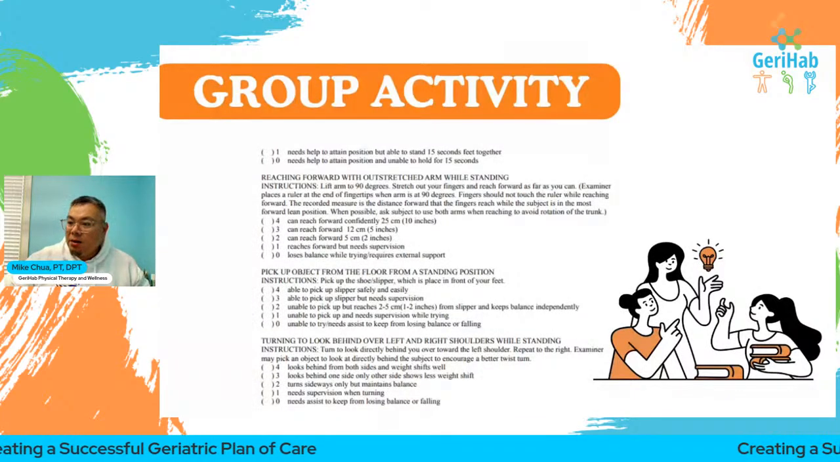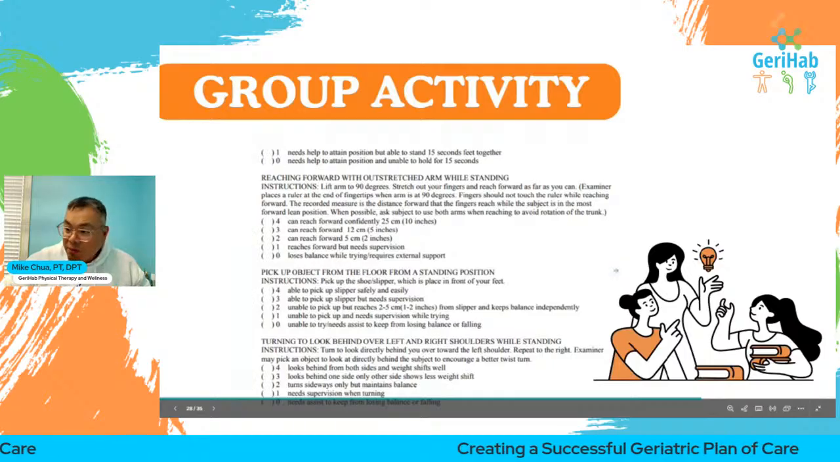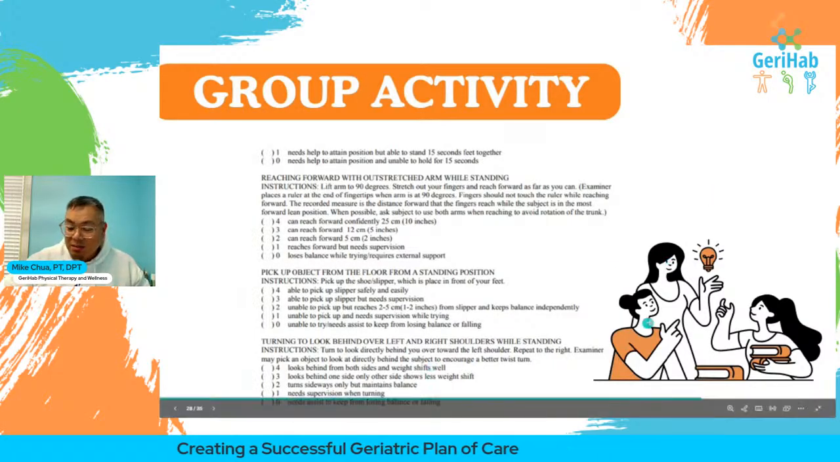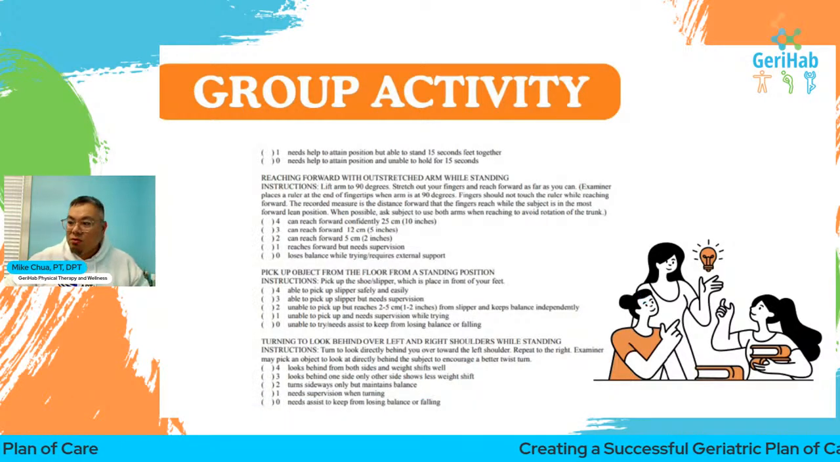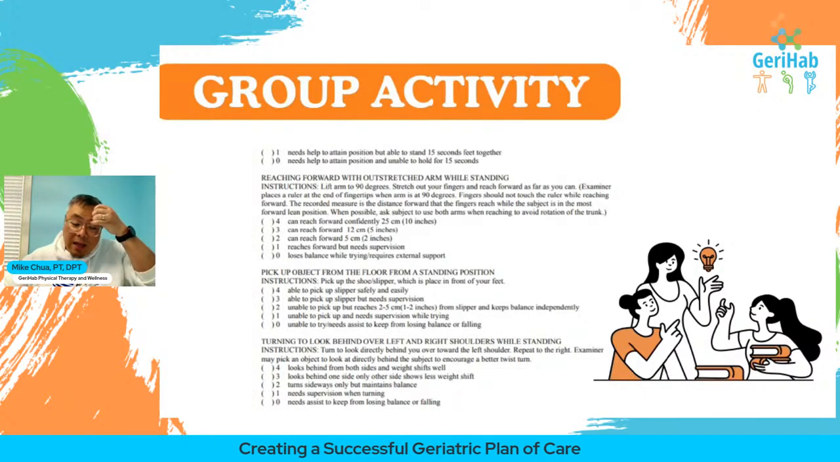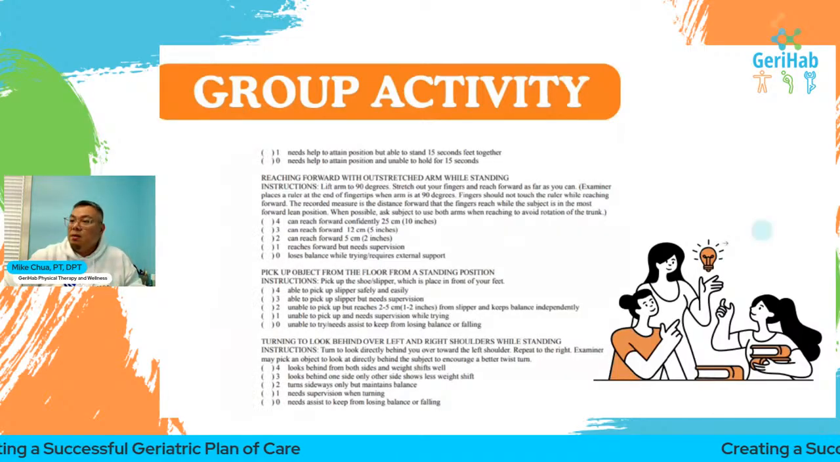All right. Next is turning to look behind, over the left and right shoulder. Remember, it's very important that you check your cervical range of motion. How can they do this? On this test, if their cervical, thoracic, and lumbar range of motion is limited, they're going to lose balance. They're going to fail on this test, right? So check that too.